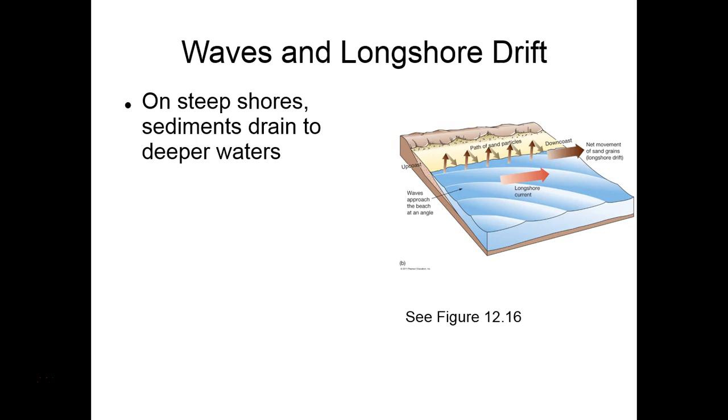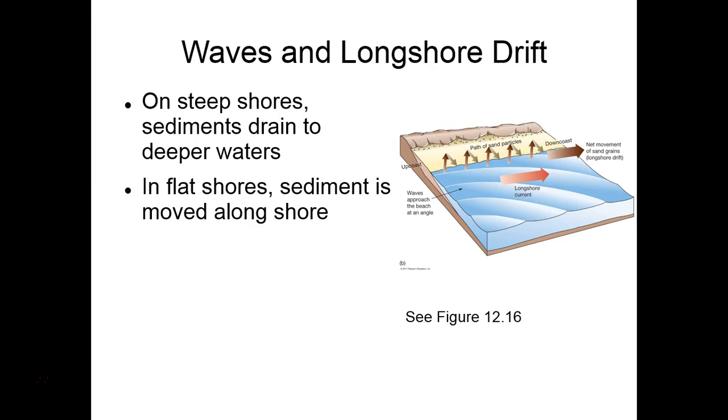Okay, wave activity also causes something called longshore drift. So on steep shores, the sediment will drain just straight back into deeper water, right? So the waves come in and the waves go back out, and the sediment just drains away from the shoreline, like when we had the heavier wave activity, right? Or this also happens when you have a steep shoreline, a steep beach.